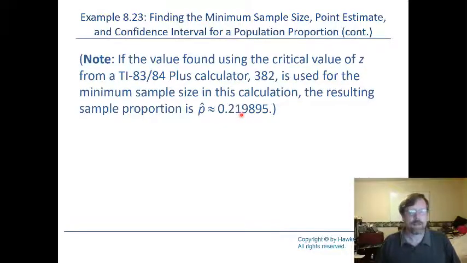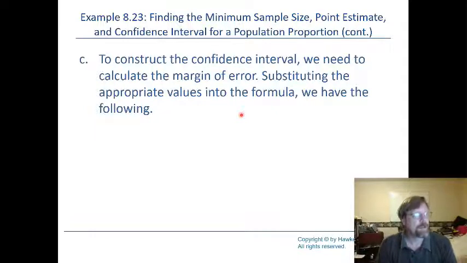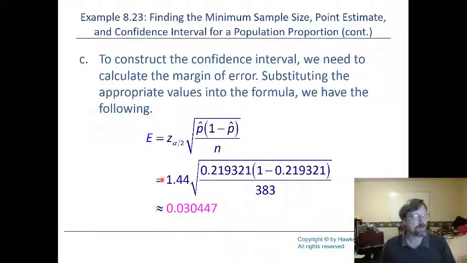So again, using the confidence interval to find the margin of error, and we wanted 0.03. Let's calculate the margin of error. We'll put in our critical z-score, our actual sample proportion instead of the estimated one, and our sample size, and we get 0.030447. So very close to what we wanted, maybe slightly over, but very close.